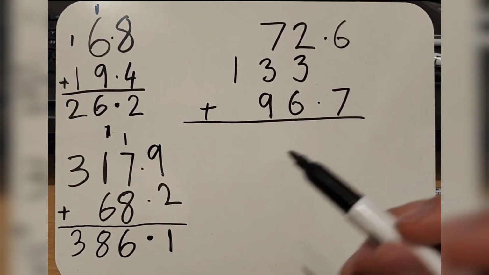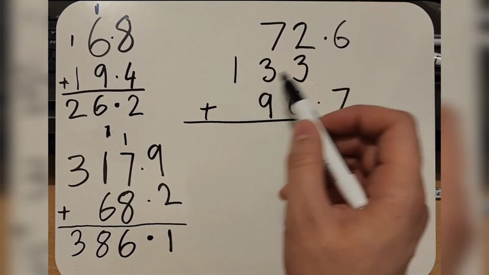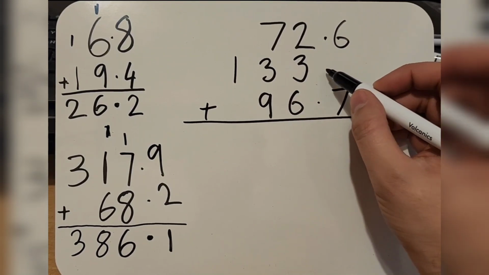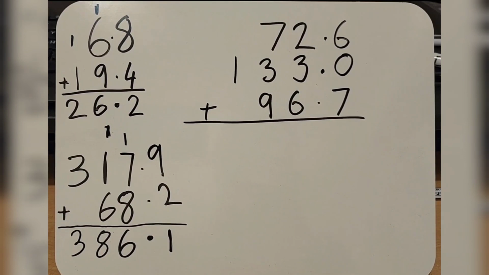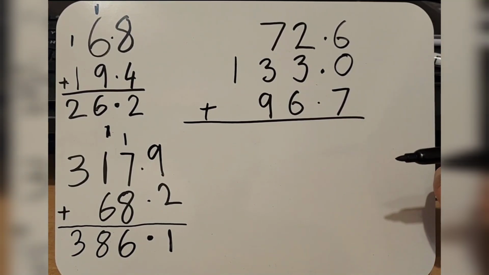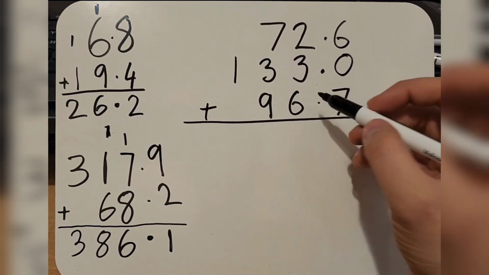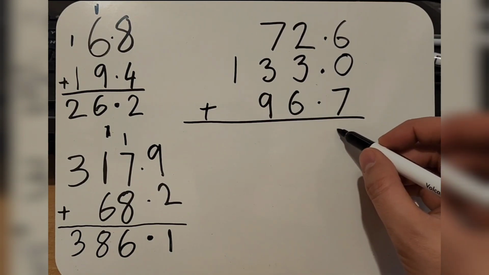Here we have 3 digits. And things look a little bit strange because this here is an integer, a whole number. So what I need to do is put a decimal point in and a 0. I don't need to do that, but this does make it a lot easier, looks a lot neater, and visually it makes it easier for us to work out. 6 and 7 is going to be 13.